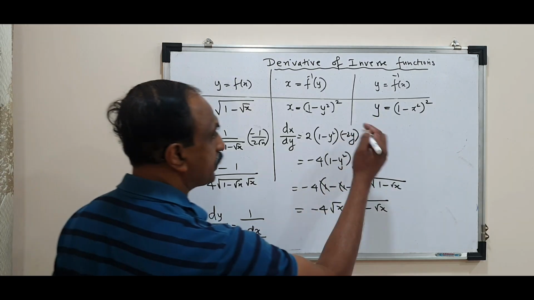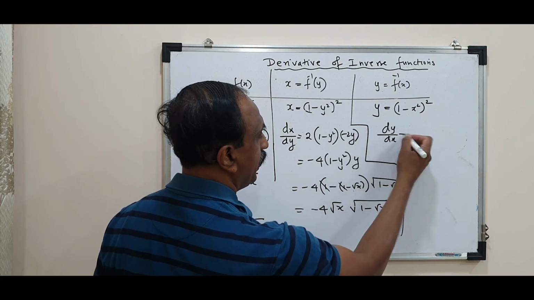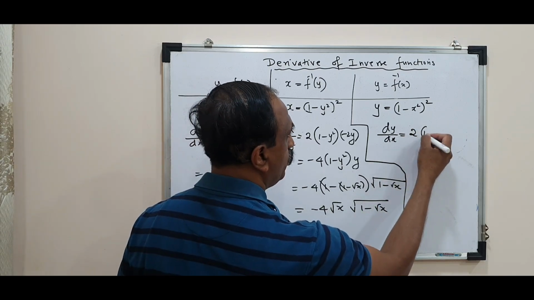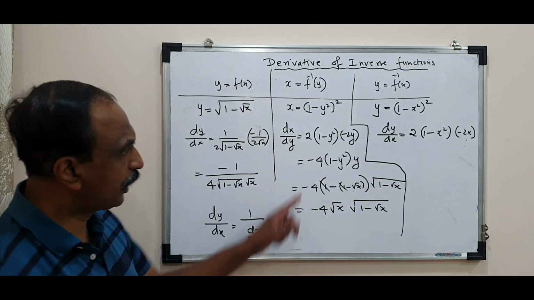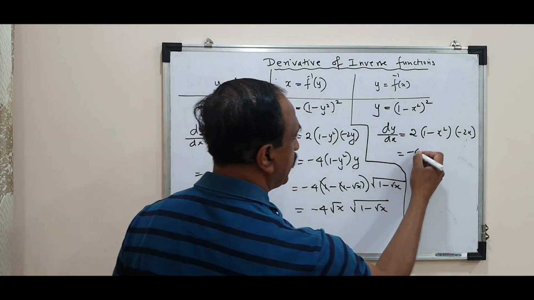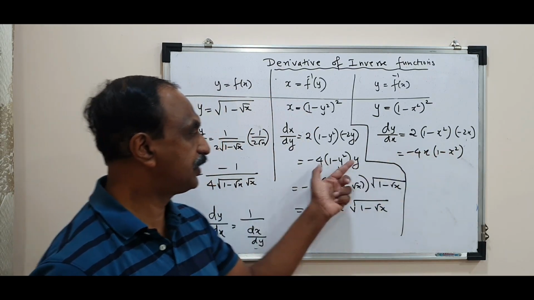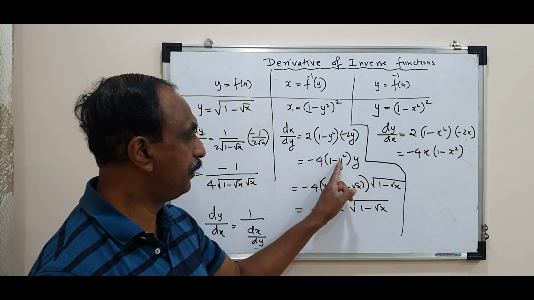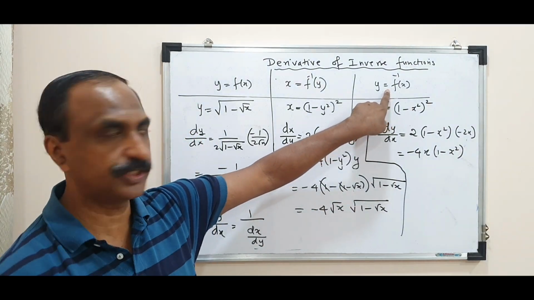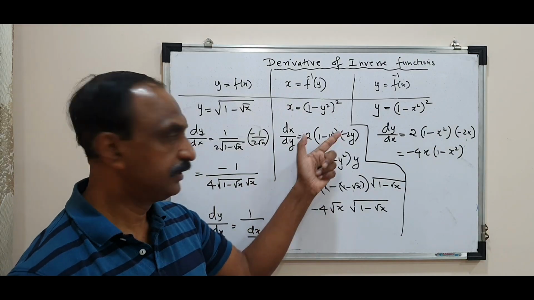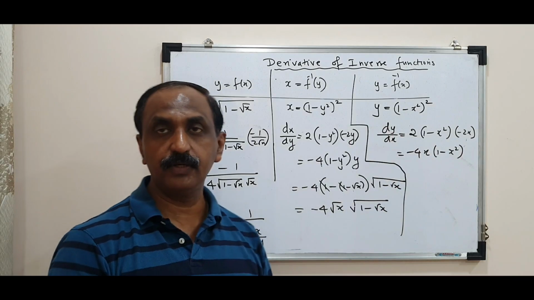Let's have a look at what happens here. If I calculate dy by dx here, this will become 2 into 1 minus x square into minus 2x. And you can notice that this is minus 4x into 1 minus x square. Compare both. What is the change? In place of y, x. In place of x, y. So if I want to find the derivative of the inverse function, make x as a subject, find the derivative, replace x by y and y by x, and I'll get the derivative of the inverse function.